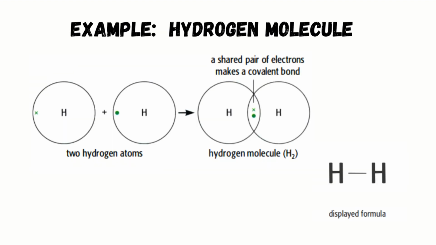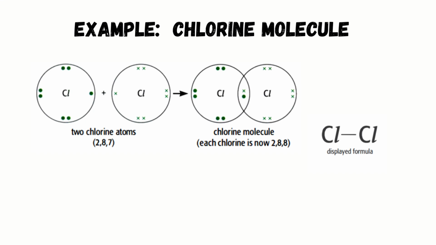Example, hydrogen molecule. 2 hydrogen atoms give you a hydrogen molecule, with a shared pair of electrons, which makes a covalent bond possible. The displayed formula of the H2 hydrogen molecule is shown here. Next example is the chlorine molecule. 2 chlorine atoms give a chlorine molecule. Here you can see 1 pair of shared electrons, which gives 1 covalent bond between the chlorine atoms.